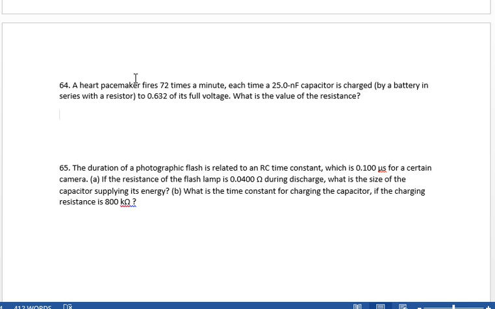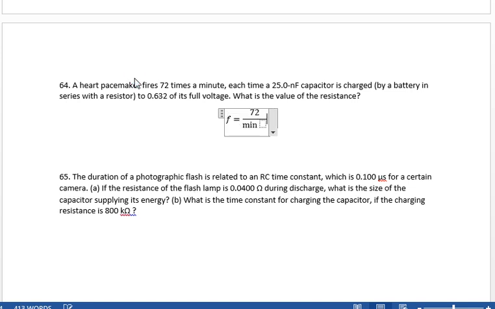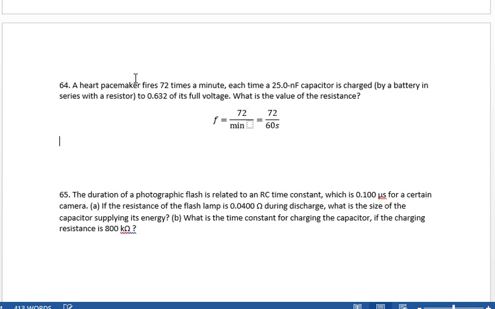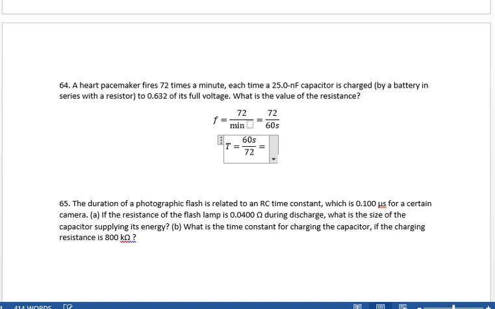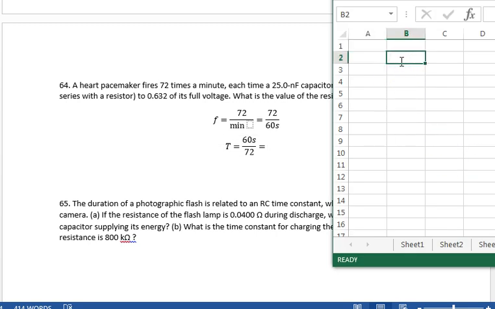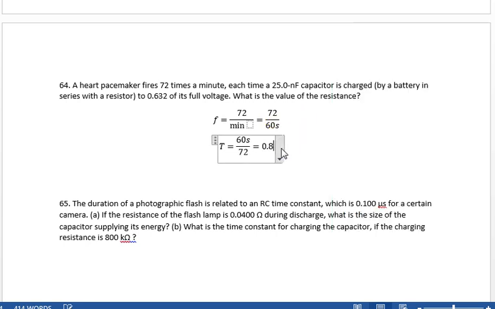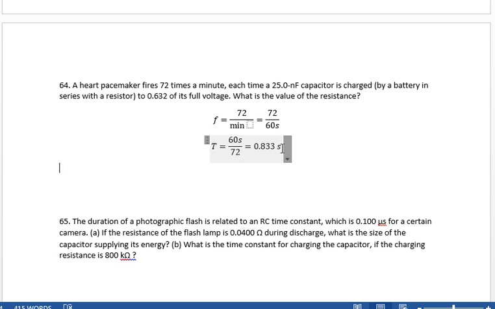All right, so we have a frequency here of 72 per minute, which means we have a frequency of 72 over 60 seconds, right? Which means our period is 60 seconds over 72. 60 divided by 72 is 0.833 seconds. That's our period. Now, that is how often the capacitor reaches 0.632 of its full voltage.